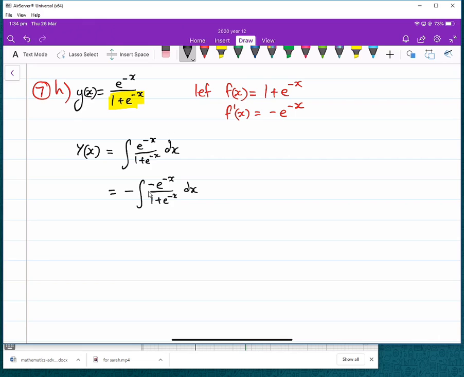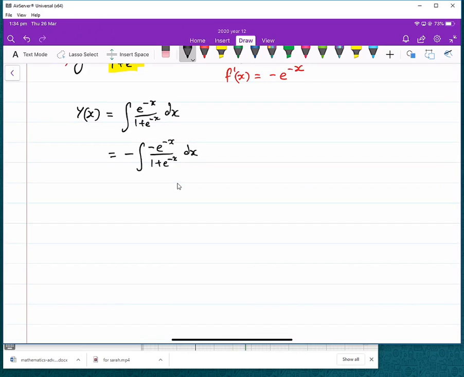Okay, so look what I've just done. I've changed this now because I need f dash of x, the top part, to be the derivative of the bottom part. So I needed a negative there. And that's why I've just done negative times negative, okay? And therefore, I get the primitive function is negative of ln 1 plus e to the power of negative x plus c.